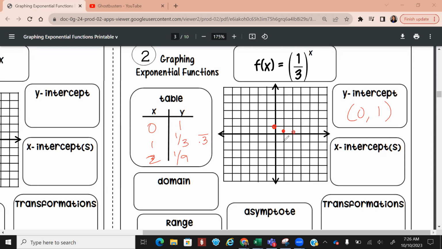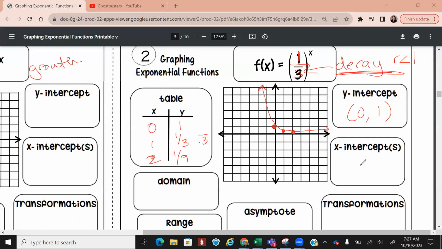If we actually graph this, it would look something like this. It's almost like the opposite of what we just saw. Because this is going to be called decay. So the last one we had growth. This one is going to be called decay because the number that's inside is less than 1. So decay is when the number that's inside is less than 1.